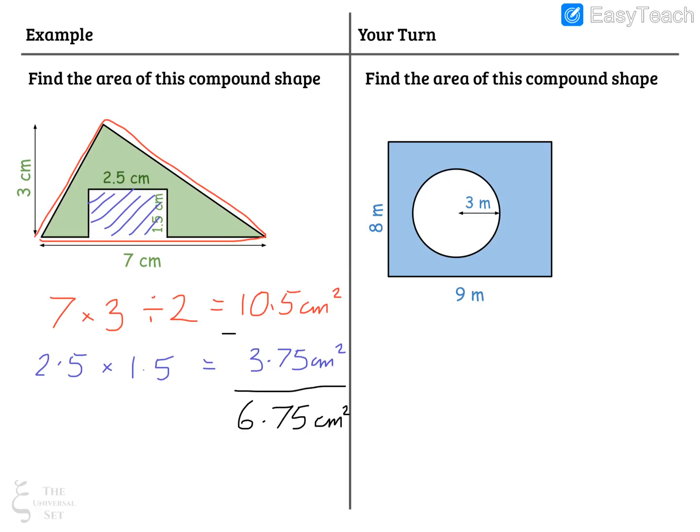Okay, how do we do? First thing we should be doing is finding the area of that whole big rectangle there. So this big blue rectangle there, what's the area of that going to be? Well, rectangles are length times breadth, so 9 times 8. 9 times 8 is 72. What are my units? Metres squared this time.